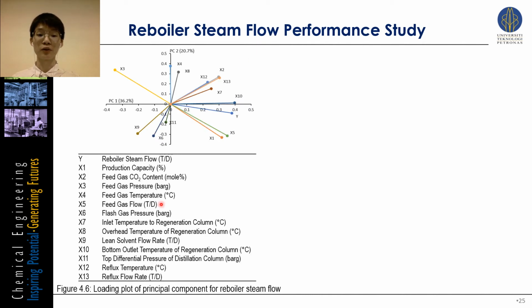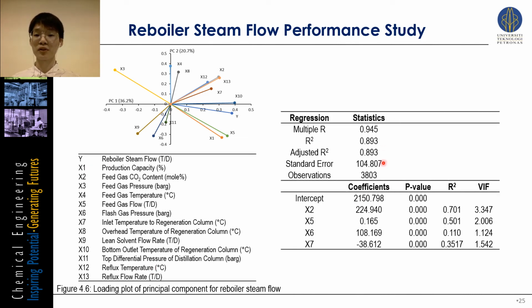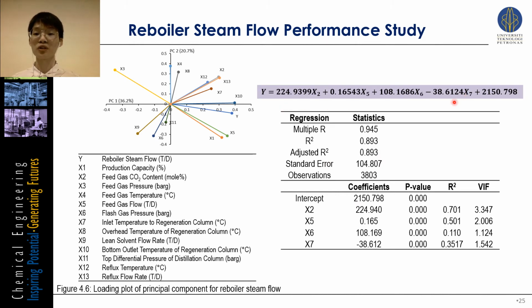So here is the loading plot of the principal components for the reboiler steam flow, showing the relationship between the reboiler steam flow and the 13 variables. After developing these MLR models, here are the results, with a final equation which consists of 4 main variables only: x2, x5, x6, and x7.